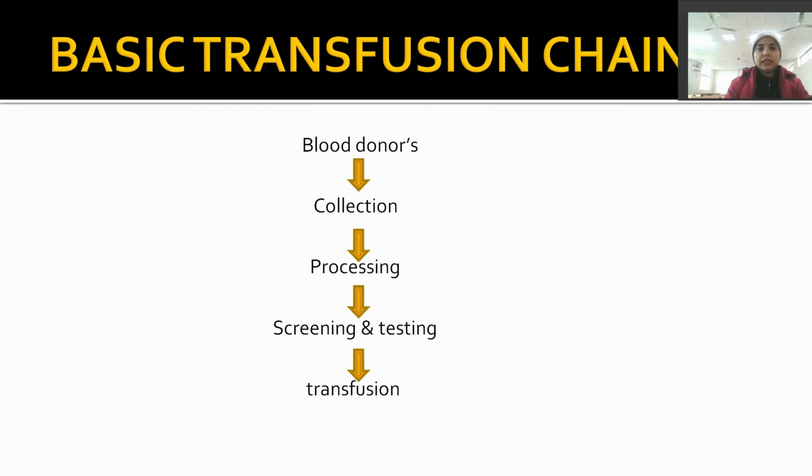Then these are the basic steps which are done in the transfusion chain. First, the blood donor will donate their blood, that means collection. Then that blood is processed in the blood bank for the checking of TTI, that means screening and testing, and then finally it will be transfused.